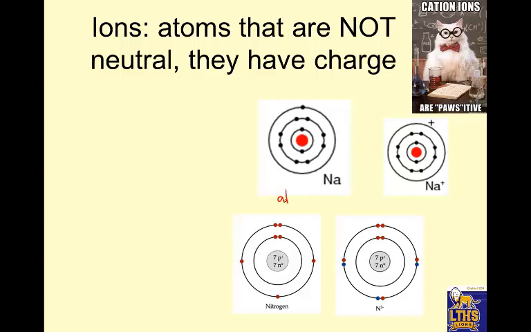Well, this one has to be an atom because it's showing you that it's sodium. Sodium has 11 protons, so we're going to assume that's in there. And then 1, 2, 3, 4, 5, 6, 7, 8, 9, 10, 11 electrons. So that's neutral. That's an atom.